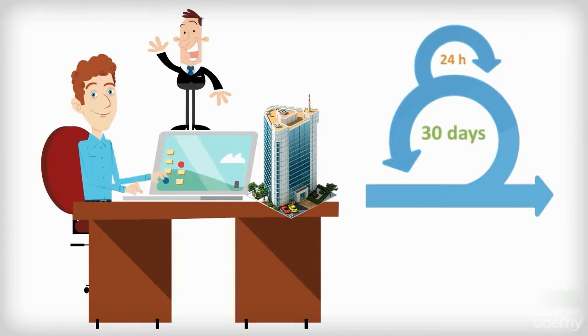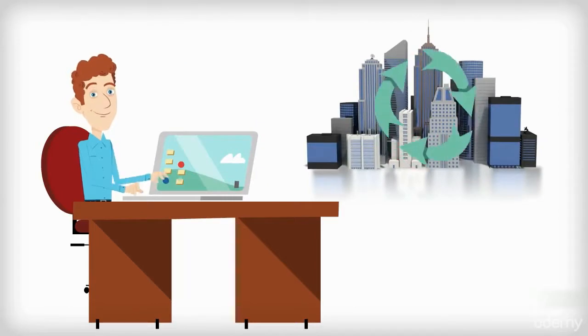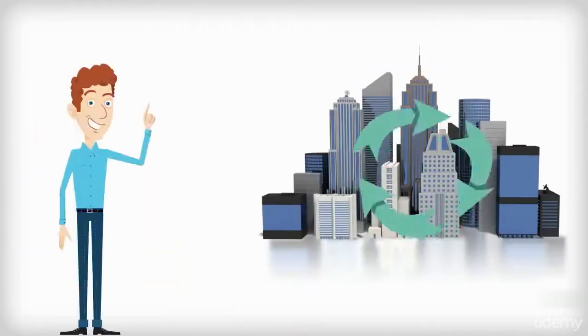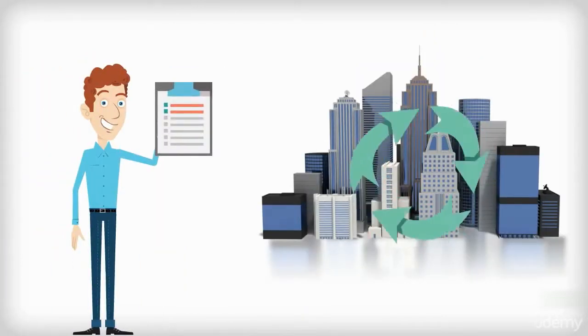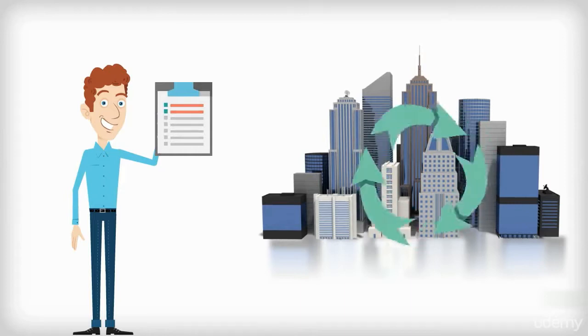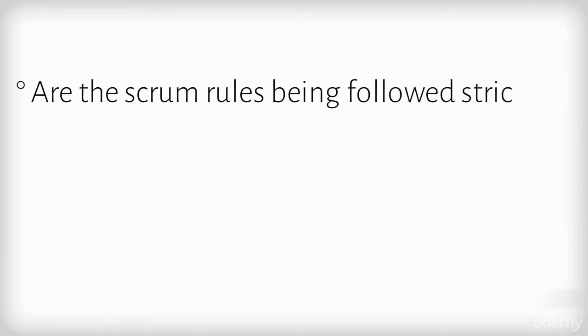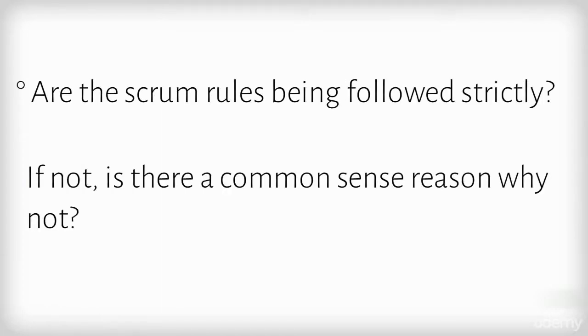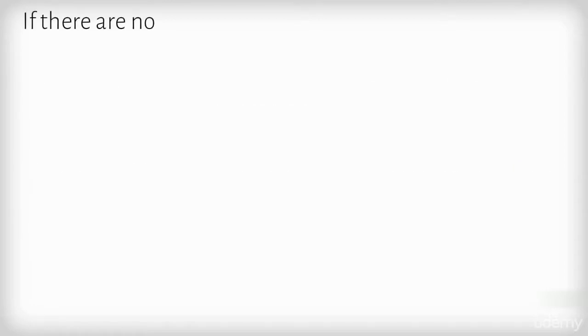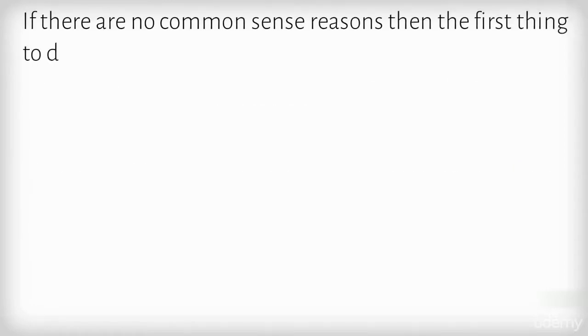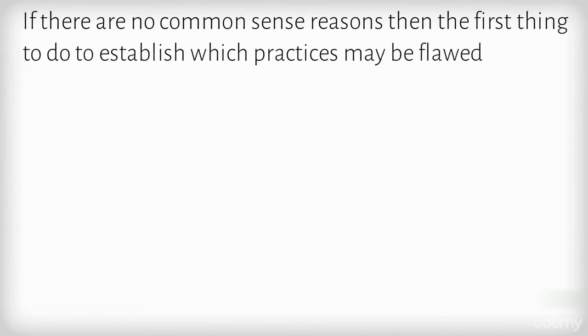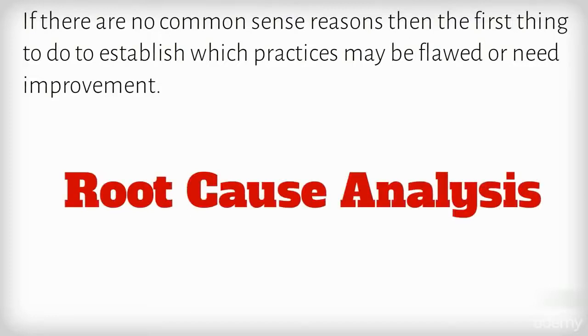Since Scrum is a framework, implementation of some of its practices tends to vary from company to company. Therefore, whether the company is or isn't using Scrum already, it is often helpful to take note of how the company goes about its daily business before implementing the practices. Are the Scrum rules being followed strictly? If not, is there a common sense reason why not? If there are no common sense reasons, then the first thing to do is to establish which practices may be flawed or need improvement. This is called a root cause analysis.